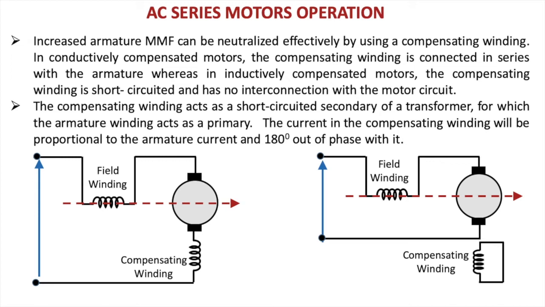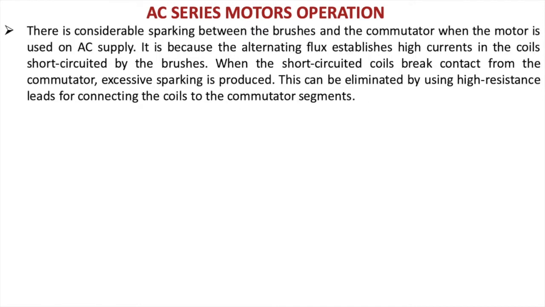The compensating winding acts as a short-circuited secondary of a transformer, for which the armature winding acts as a primary, and the current in the compensating winding will be proportional to the armature current and 180 degrees out of phase with it. AC series motor operation.